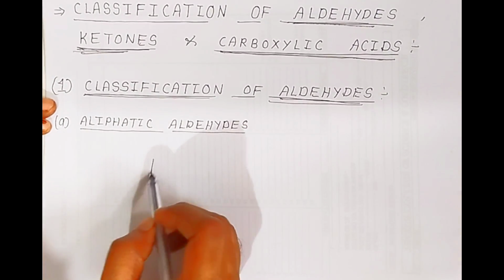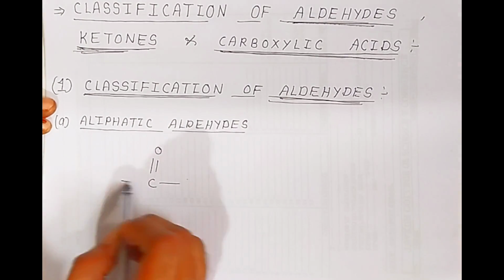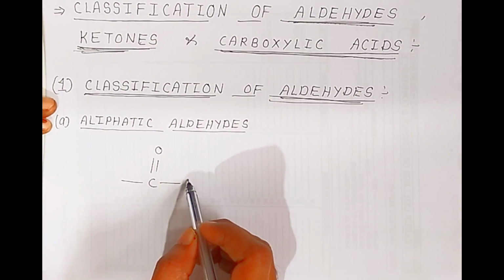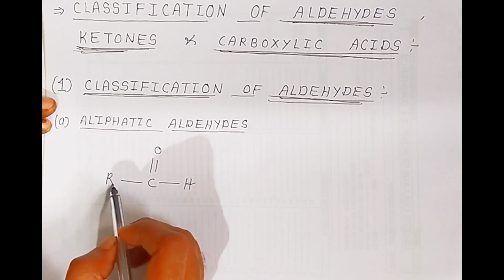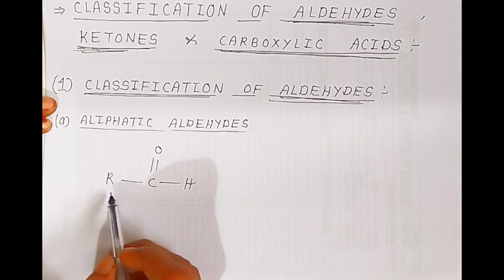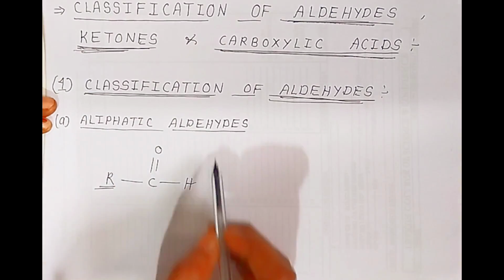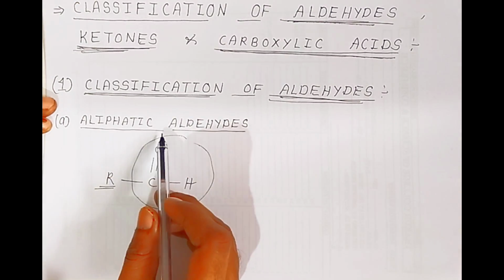So students, this is the aldehyde group. Out of these 2 valencies, one valency will always be hydrogen. If the second valency you replace by alkyl, this is called an aliphatic aldehyde. Because of this aliphatic group, we call this aldehyde an aliphatic aldehyde.